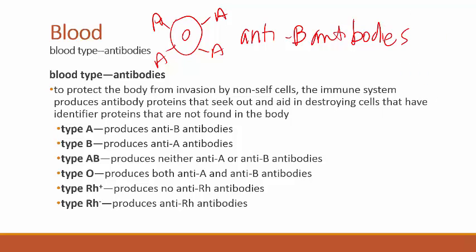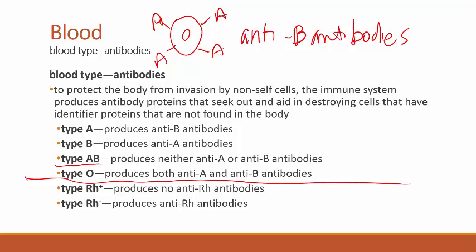So a person who's type A would have anti-B antibodies. A person who's type B would have anti-A antibodies, while a person who is type AB, because they've got both antigens, would have neither the anti-A or the anti-B antibody. So neither of them would be there. If they're type O, because they have no surface antigens in the ABO blood group, then they would have both anti-A and anti-B antibodies. Hopefully that makes good sense now.